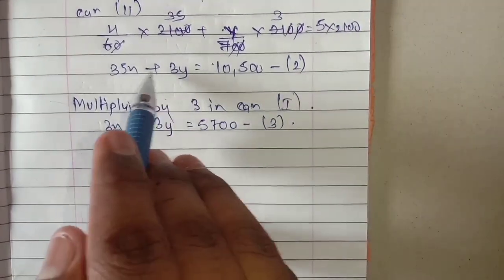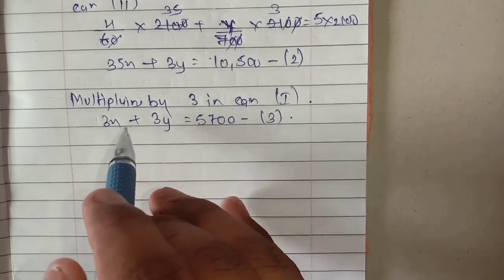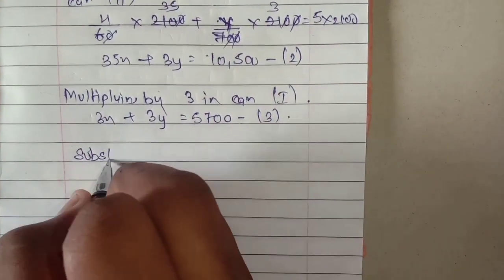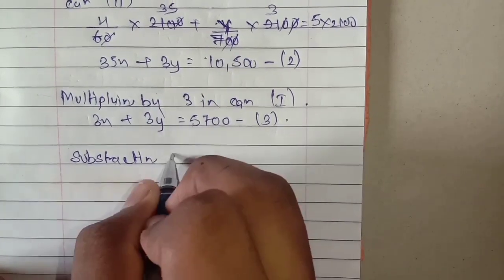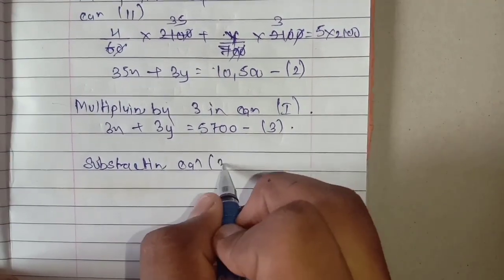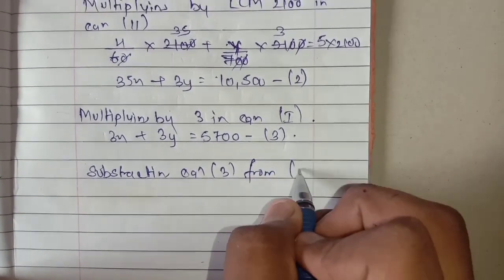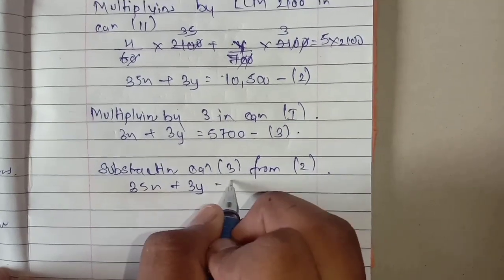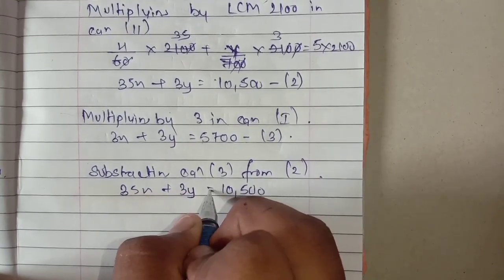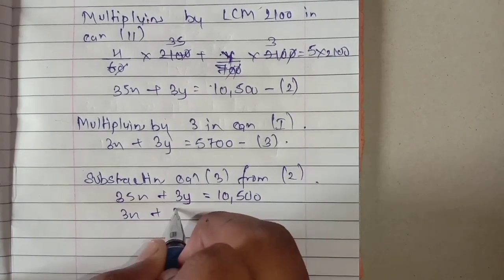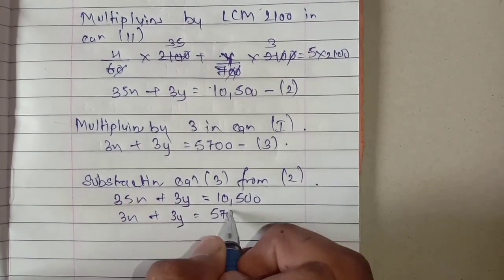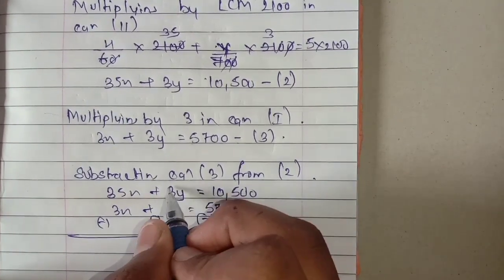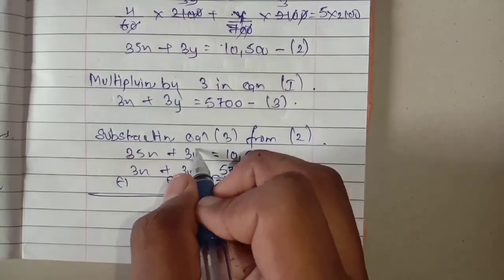So in equation number third, 3y and 3y have the same sign. By subtracting, we get different signs. So subtracting equation third from second. Okay, so this is 35x plus 3y is equal to 10,500, and this is 3x plus 3y is equal to 5700. So plus becomes minus, plus becomes minus. So different signs and same coefficients get cancelled.